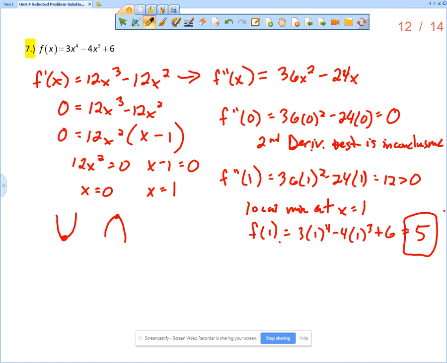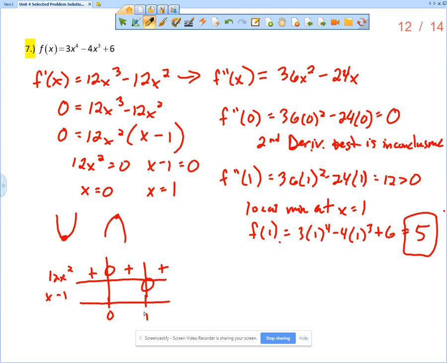But what about 0? Well, we would have to go back and revert to the first derivative test. So I'm going to put 0 and 1 on my number line, and I'm going to put 12x squared and x minus 1. Now I have two rows, a 0 above 0 and a 0 above 1. To the left of 0, if I take any negative number and square it, I get a positive, and any positive number squared is positive as well.